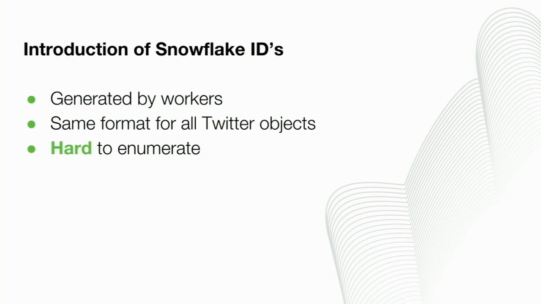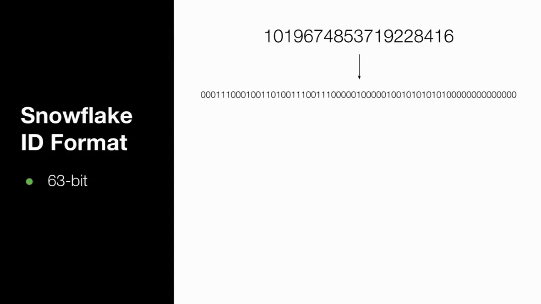So the same ID format is used for accounts, tweets, direct messages, likes, you name it. This, along with other reasons that we'll talk about in just a moment, makes it hard for us to enumerate Twitter IDs the same way that we did earlier. But first, let's see what a Snowflake ID looks like.